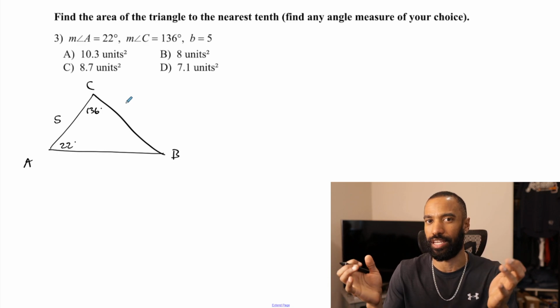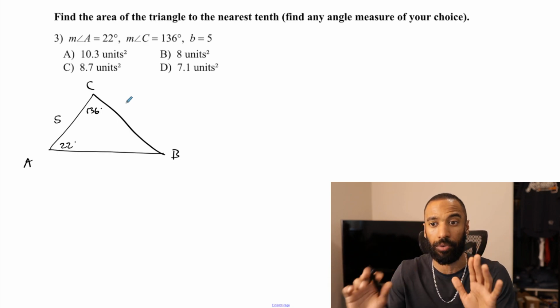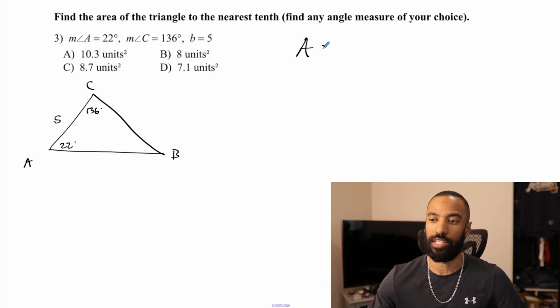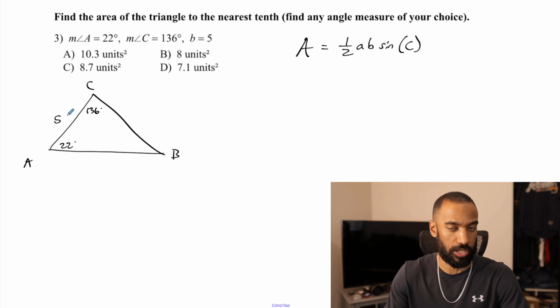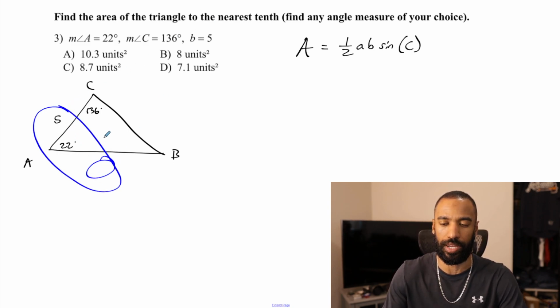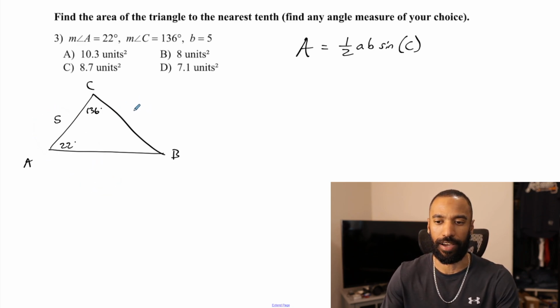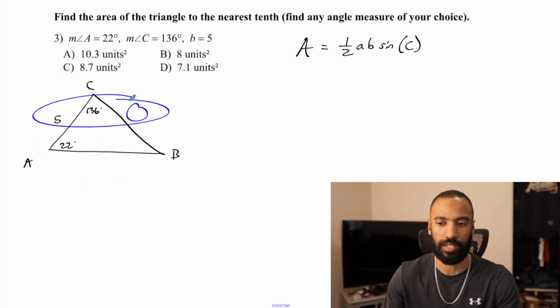Immediately, we don't have anything that comes to mind as far as what we can use. Now, as far as area goes, we need two side lengths and an angle in between them. We have two angles and the side in between. If I could find this side length here, then I can use these three to find area. Or if I can find this side length right here, then I can use these three to find area.